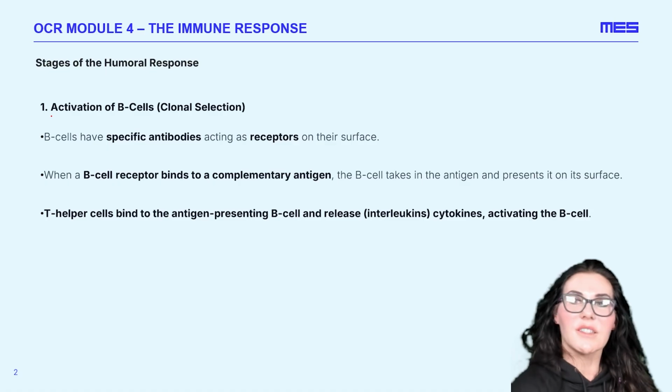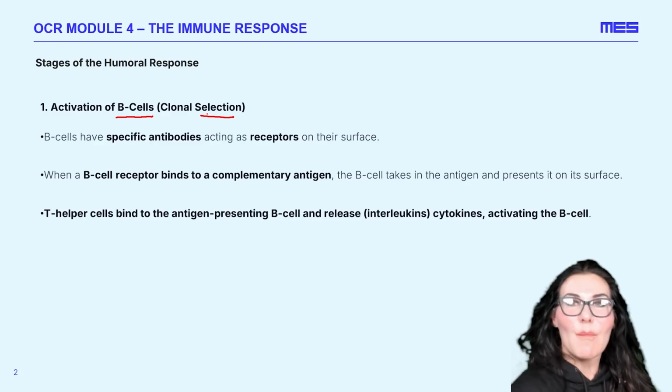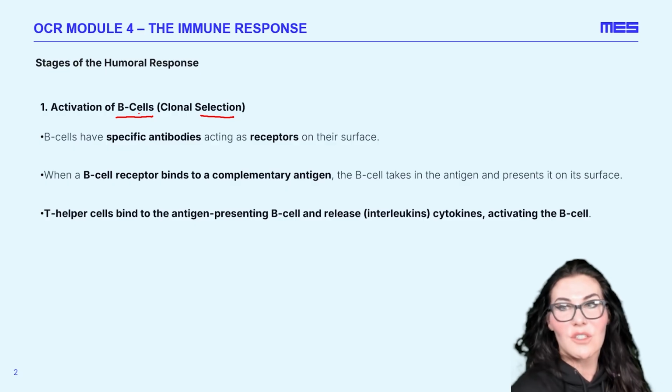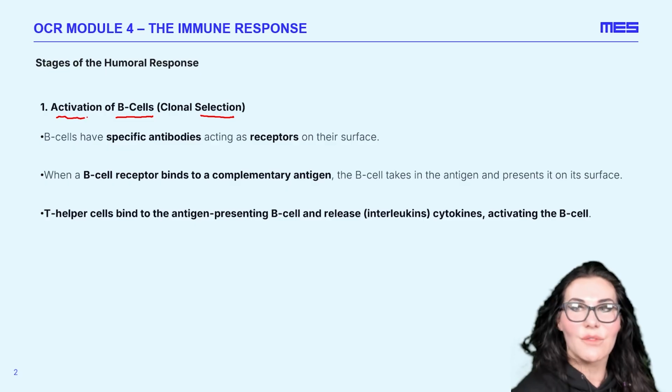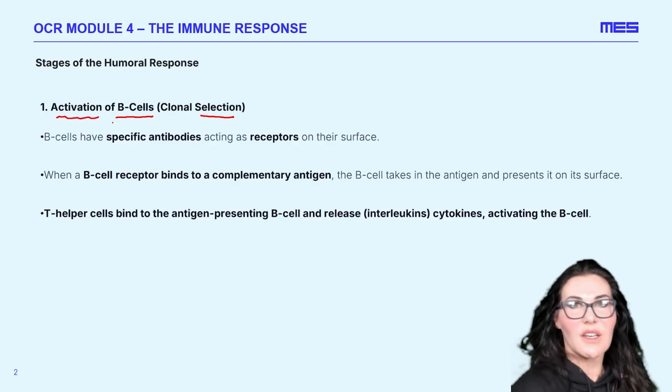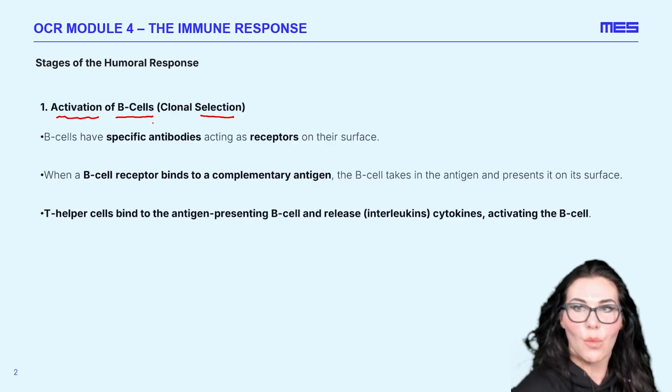The first thing that has to happen is the right B cell has to be selected. That means that the B cell with the receptors on its surface that complement the antigen being presented has to be selected first. And just like with the T cells, it's when B cells with a particular shaped receptor on its surface bind to an antigen of complementary shape that's being presented, and that activates the B cell. Now, the T cells also play a big part in this activation process. So let's have a look at how this works.